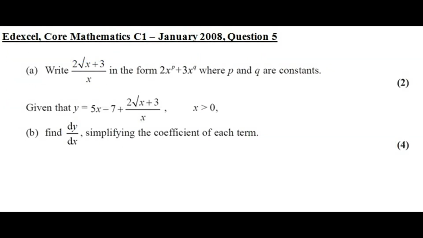Hi there, in this video I'm going to do a past exam question on differentiation. So let's take a look at this question. Question number 5, part A.